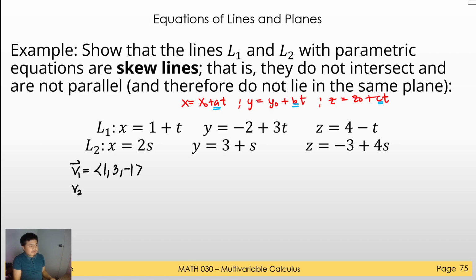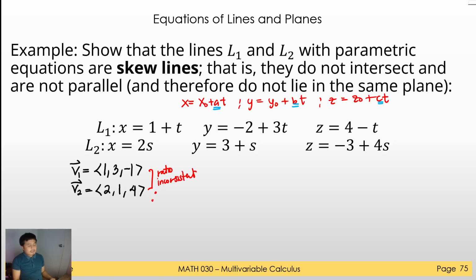And then for the vector of line 2, that will be the same. This is just a different variable, but it conveys the same meaning. So this will be equal to 2, and then we have 1, and then this is 4. So how do we find if they are parallel or not? If we compare their ratios, we have 1 over 2, so 1 half, and this is 3 over 1. Since this is 3, this is not the same, so the ratios are inconsistent.